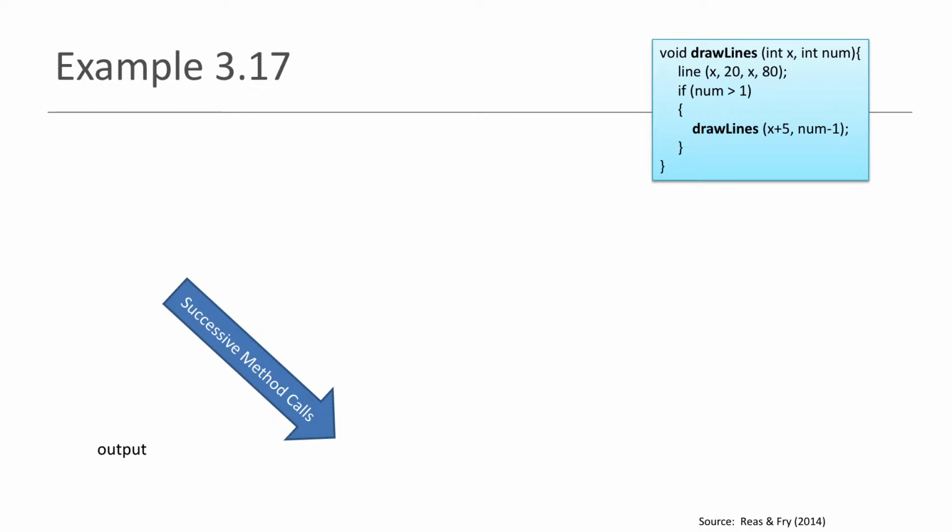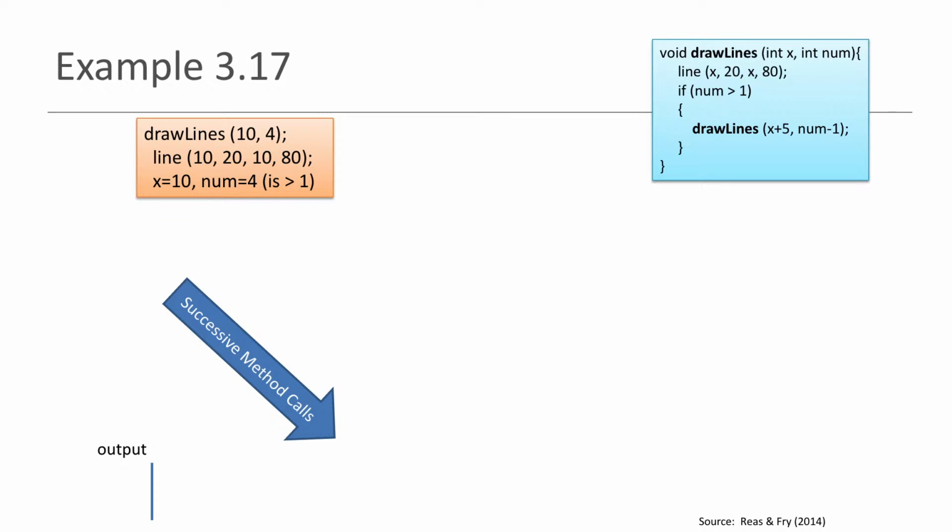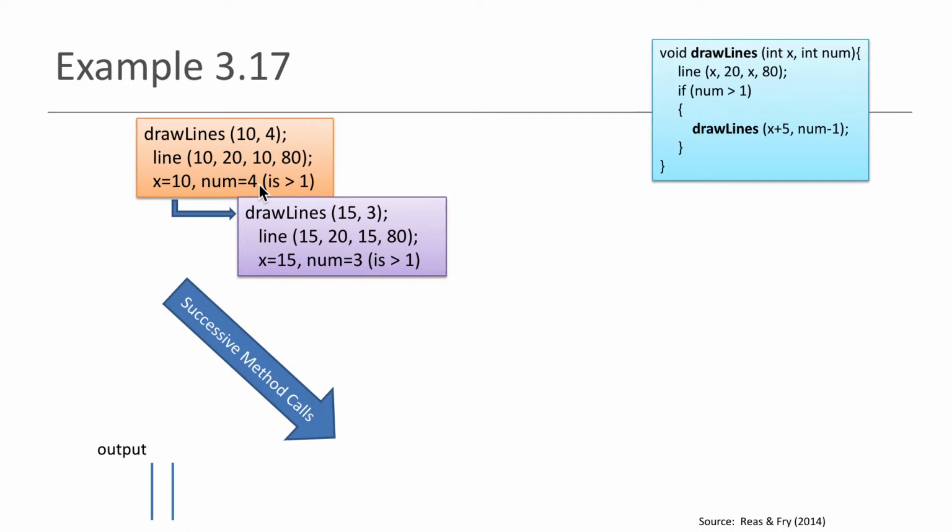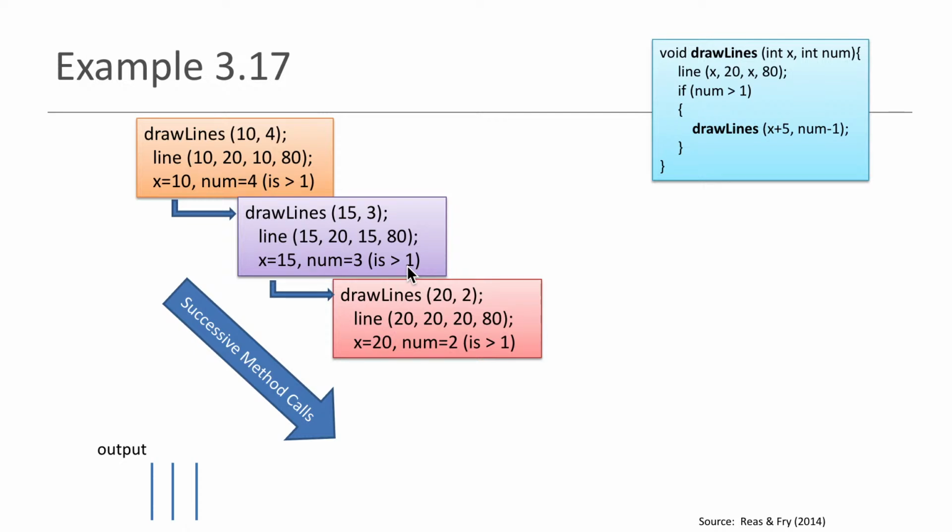Let's take a look at it. So we have successive method calls with our recursive example. So we call draw lines with 10, 4, and it draws a single line. You can see the output down at the bottom here. So x is 10 and number is 4. Therefore, number is greater than 1. So it's going to call draw lines with 15, 3. So it draws the second line and it tests again. x is 15, number is 3, still greater than 1, so it's going to call draw lines again, this time with 20 and 2. First thing it does is draw the third line.